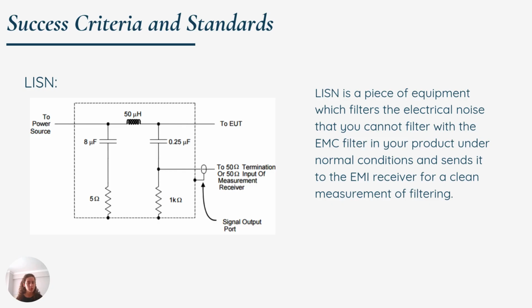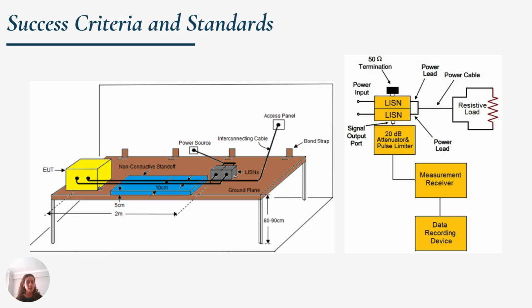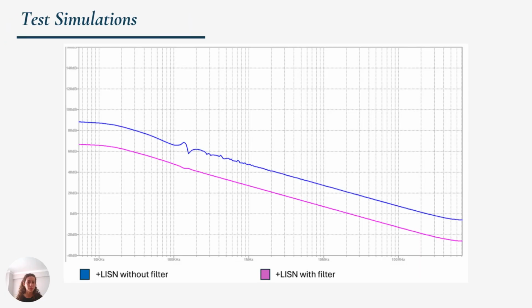To carry out the test properly, we use a line impedance stabilization network. It filters external electromagnetic noise, allowing us to obtain clean and accurate measurements from our own EMI filter. Here we see the test setup from the standard itself. Before actual testing, we ran simulations using LTspice. The simulation helped us to predict the expected behavior of the filter before producing it and before moving on to the actual testing.